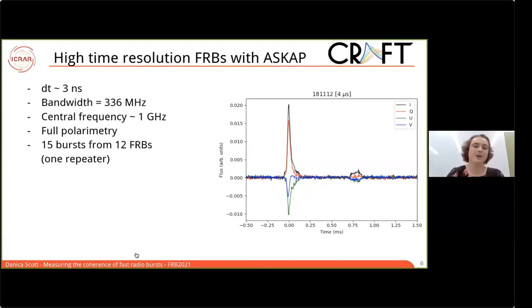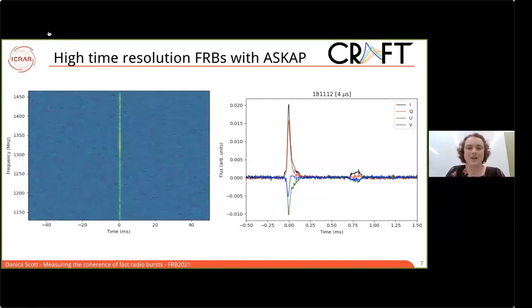It also gets you full polarimetric measurements of the fast radio burst at a high time resolution. And this is for repeaters and non-repeaters. At the moment, we have this high time resolution data for 15 bursts from 12 FRBs, including 1 repeater. And this kind of data is really important for understanding fast radio burst emission, because without it, you have something that looks a bit more like what's on the left. On the left here, this is the same FRB, but at a time resolution of 1 millisecond instead.